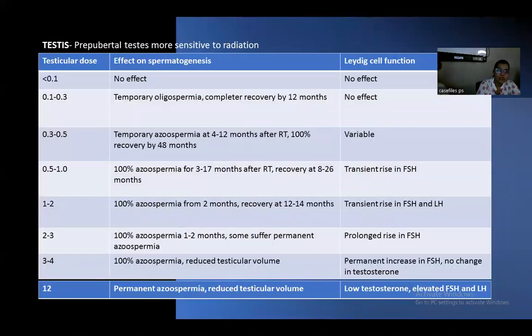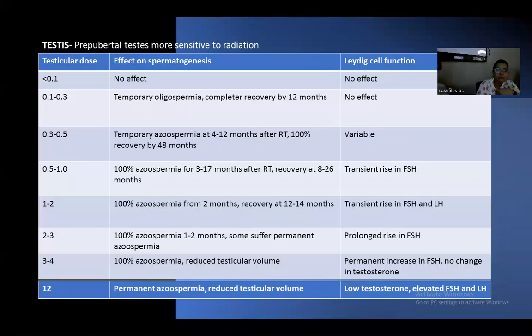Now we come to testes. Prepubertal testes are more sensitive to radiation. There are different effects on spermatogenesis. Different doses of radiation have different effects on spermatogenesis and Leydig cell function. For example, at less than 0.1 gray, there is no effect on spermatogenesis and Leydig cell function. While from 0.1 to 0.3, we can see the effect on spermatogenesis has started, and the effect on Leydig cell function starts at 0.1 to 1 gray of radiation.